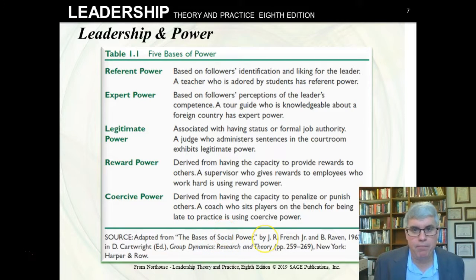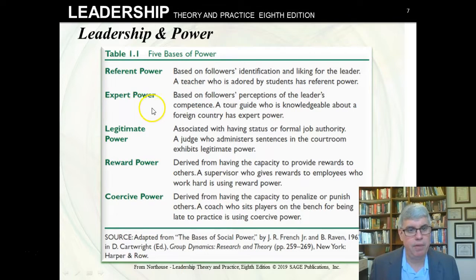An example of that would be a teacher who's adored by students. Movie stars have referent power. Friendly and caring people have referent power. And that's one of the distinctions sometimes between a manager and a leader: someone who's viewed as caring about people and leading them not just in a common direction, but in a direction that's beneficial for them personally.